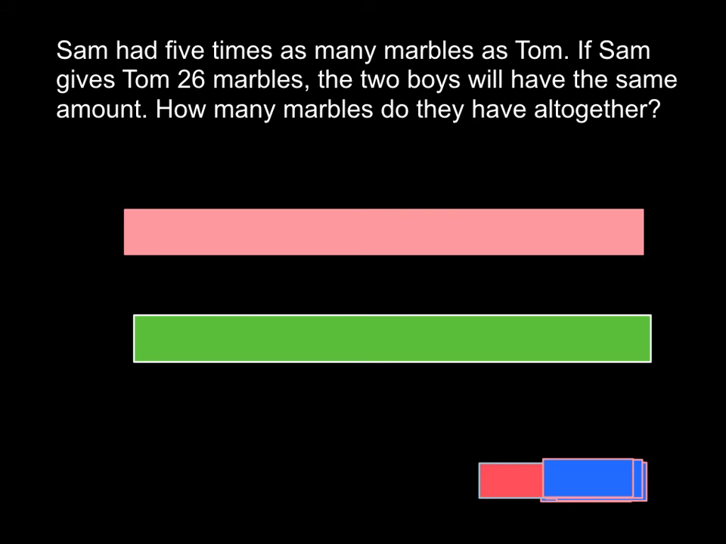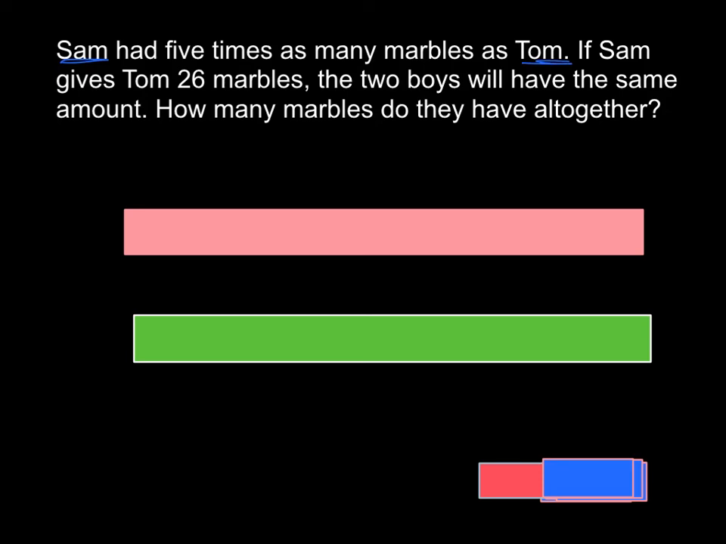Okay, one more. Sam had 5 times as many marbles as Tom. If Sam gives Tom 26 marbles, the 2 boys will have the same amount. How many marbles do they have altogether? Now again, I've got a lot of information here, and like the last one, I know that there are 2 people in my story, both Sam and Tom. So let's look at what I know.